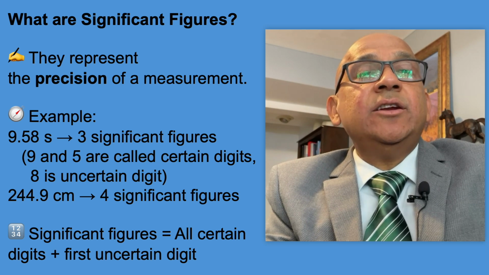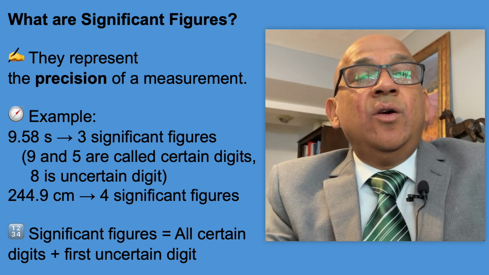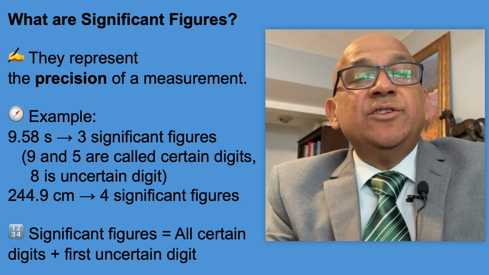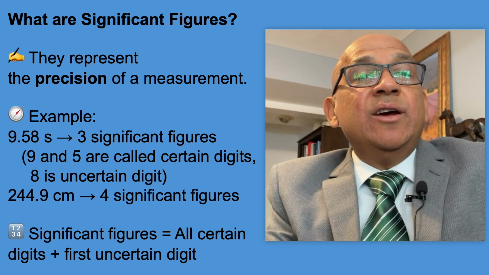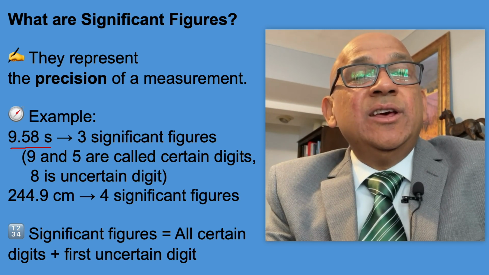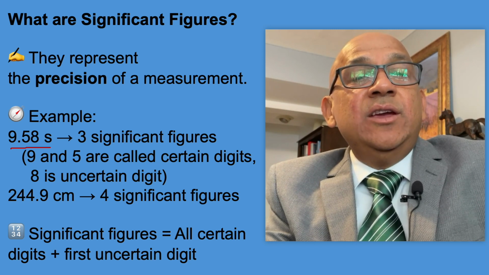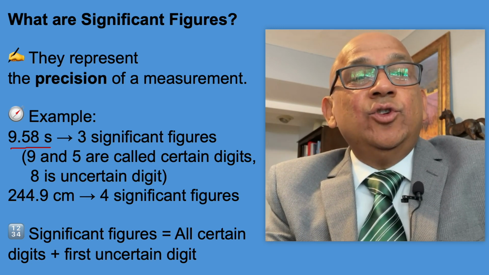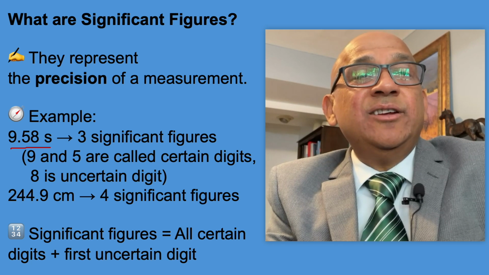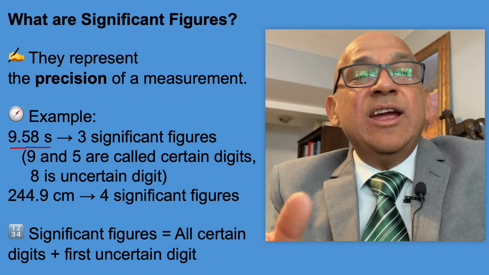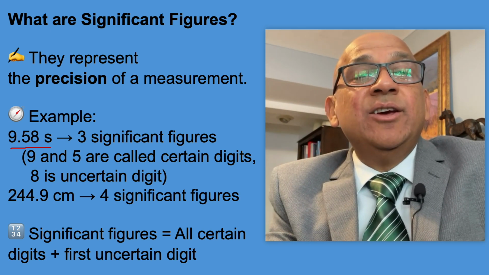Significant figures represent the precision of a measurement. For example, the world record for the 100-meter race is 9.58 seconds. Here you see in this number there are three significant figures which are 9, 5 and 8. Here 9 and 5 are called certain digits and 8 is called the uncertain digit. So it means when you say the time is 9.58 seconds, then the last digit is uncertain. It can be 9.57 or it can be 9.59.